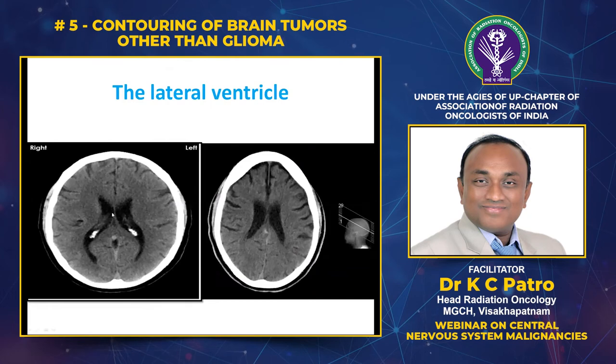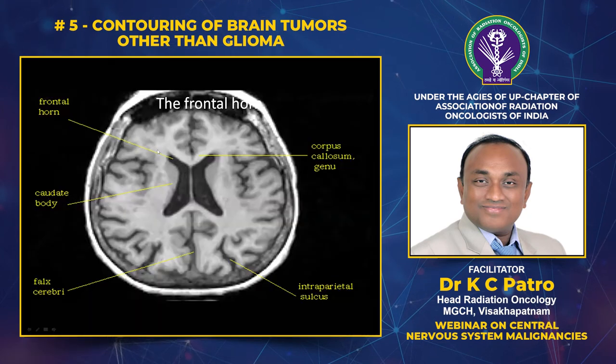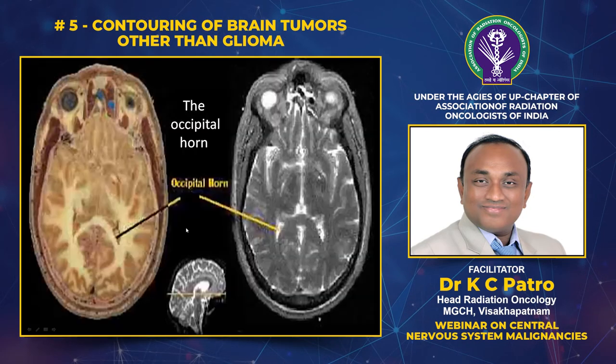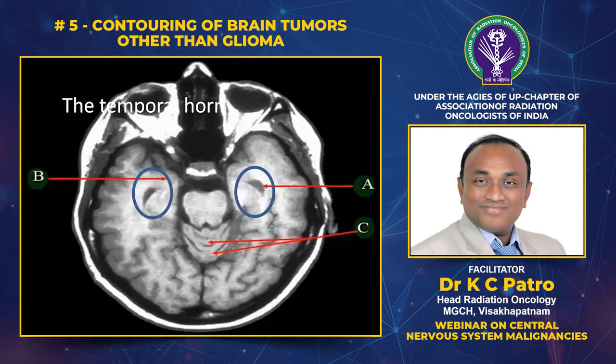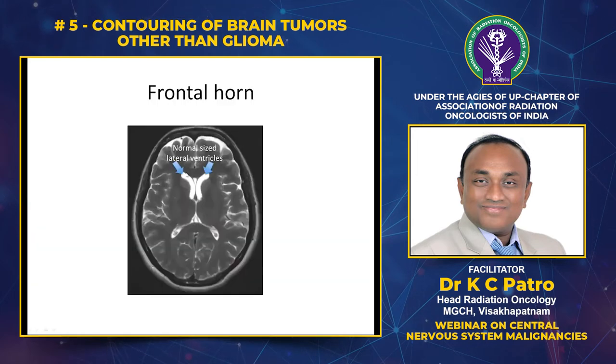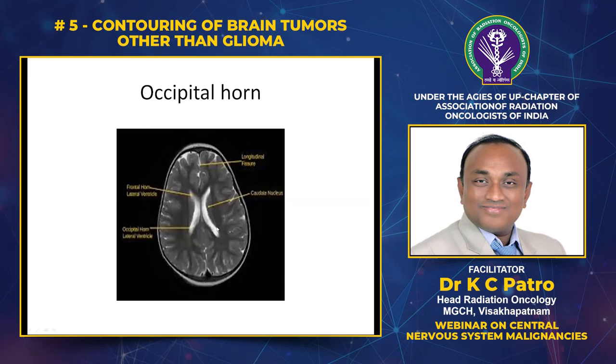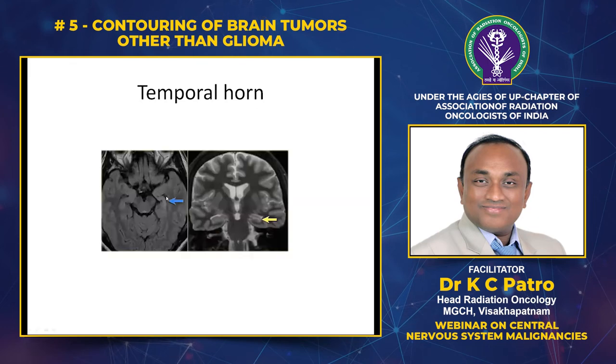These are the two lateral ventricles in the axial slice. This is the frontal horn. This is the falx cerebri. This is the caudate lobe. Then this is the occipital lobe. This is the occipital horn, you can see here. This is the temporal horn. You can see the temporal horn here. These are the normal sized lateral ventricles: frontal horn, occipital horn, and temporal horn in the other direction. So you have to see all the horns.